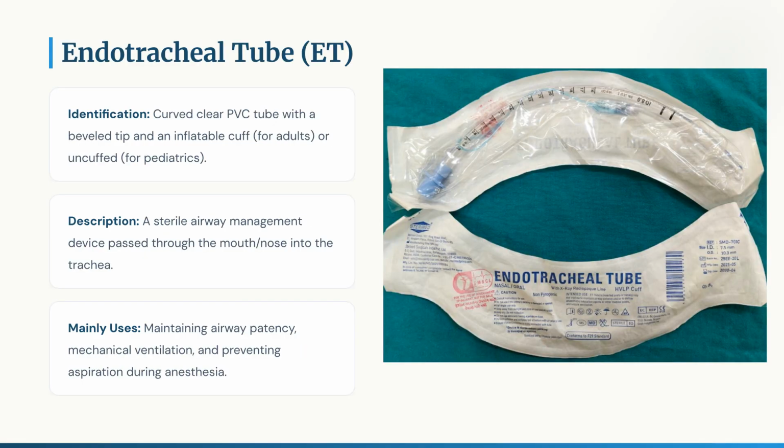The endotracheal tube is a sterile, curved PVC tube with a beveled tip and an inflatable cuff for adults. It is essential for maintaining airway patency, mechanical ventilation, and preventing aspiration during anesthesia.